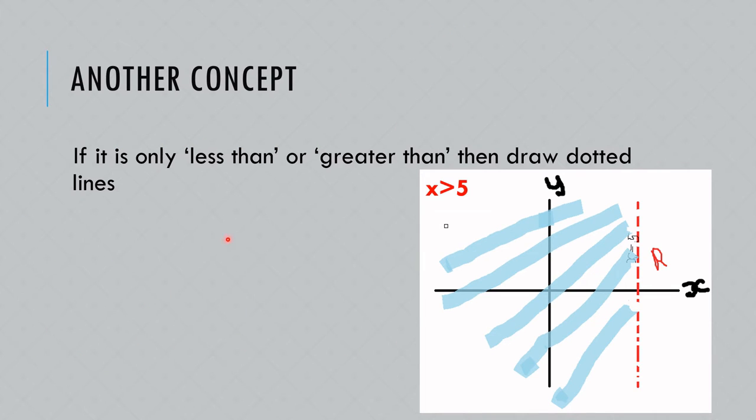Now there is another concept to it, another phase to it. If it is only less than or only greater than, then you have to draw dotted lines. In the previous example you saw, it was x greater than or equal to 5. But here, if it is only greater than, you can see here is just greater than. That means x cannot be equal to 5. So you have to draw dotted lines like this. Other steps remain the same.